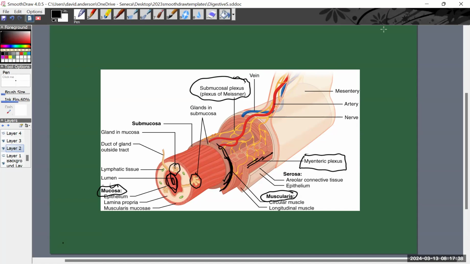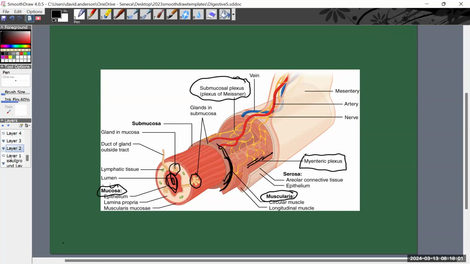And that would be primarily parasympathetic divisions. We have some sympathetic, but we know that sympathetic will cause relaxation and slow down secretions and motility, whereas parasympathetic is going to increase motility and increase secretions. Okay, so this is the general organization of the tube.